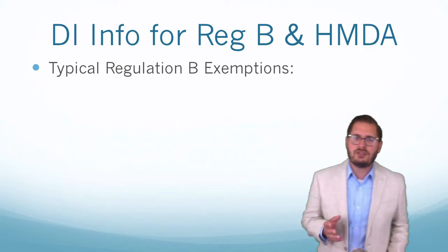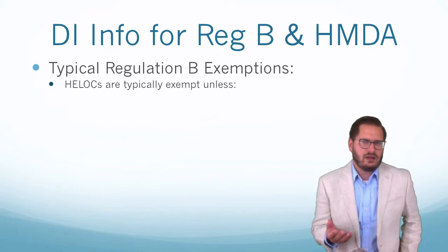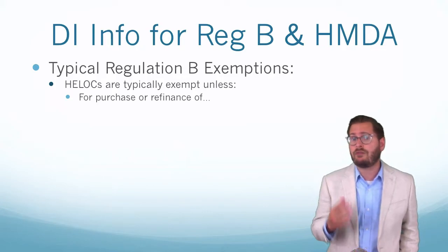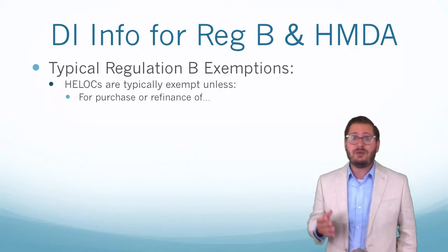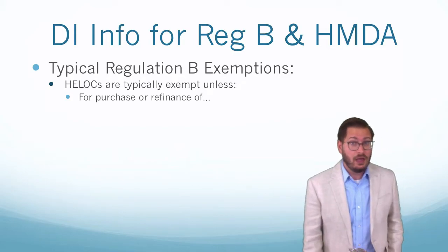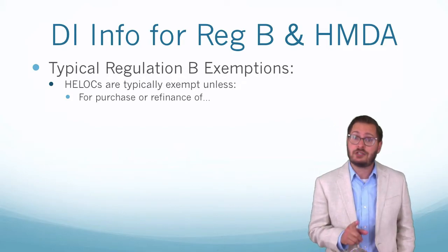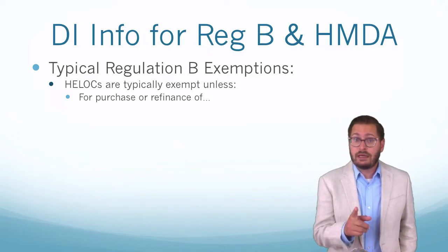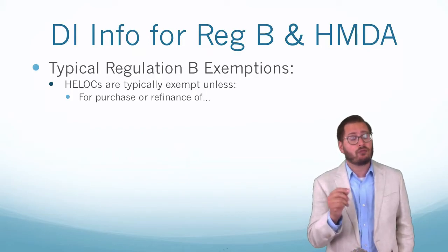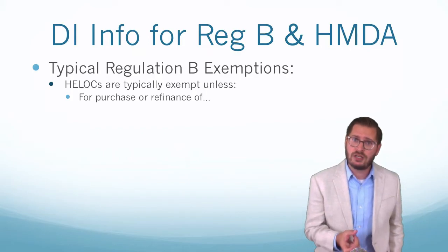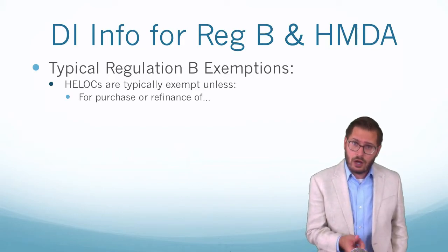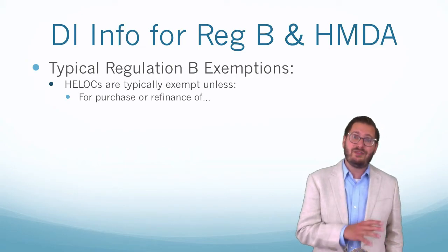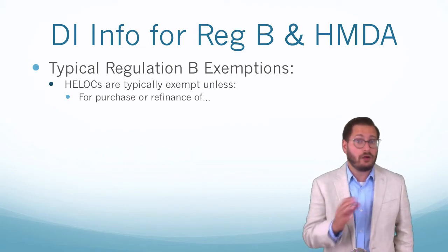So some typical exemptions under Regulation B include HELOCs are typically exempt, but not always, because if a HELOC was for a purchase or a refinance of purchase money, then you would have to collect government monitoring information. Now, HMDA reporters, this is something that could catch you. If you're not reporting HELOCs, typically they're not going to be reported. But if you have a rare case where a HELOC is used to purchase a home, you have to collect the government monitoring information, and it's still not going to be HMDA reportable if you don't report HELOCs. So it's a quirk for HMDA reporters.